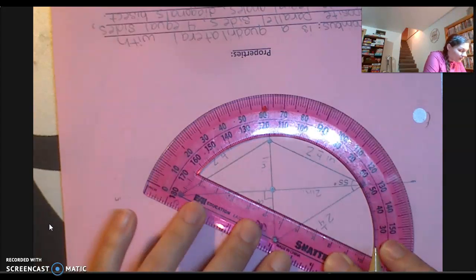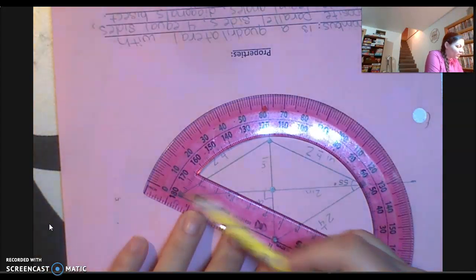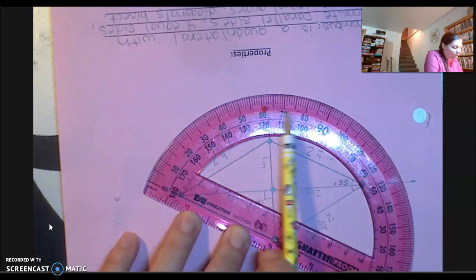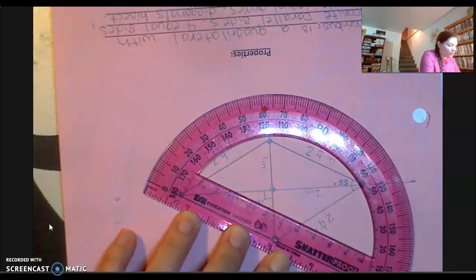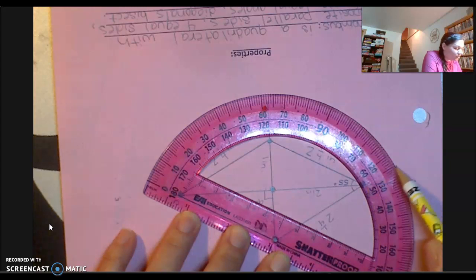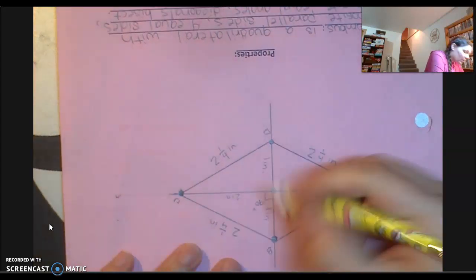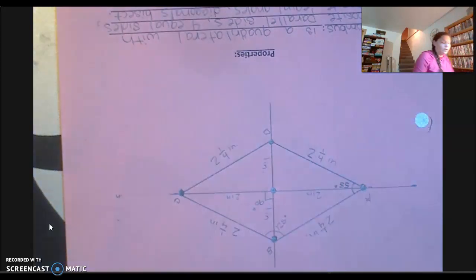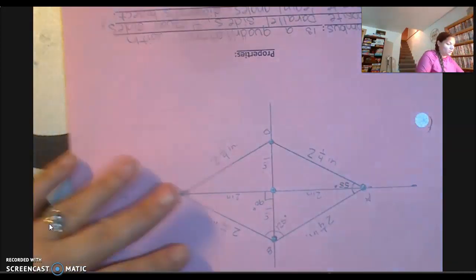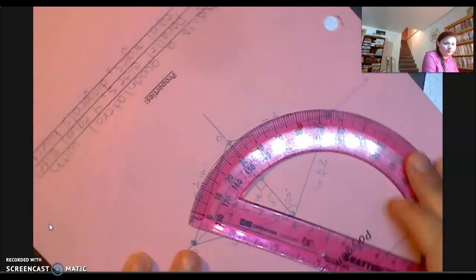We were measuring this angle, and we follow from where our line points at 0 all the way up and around to where it intersects. This is 125 degrees right here, between 120 and 130. And we label it 125 degrees. Any angle greater than 90 is called an obtuse angle.